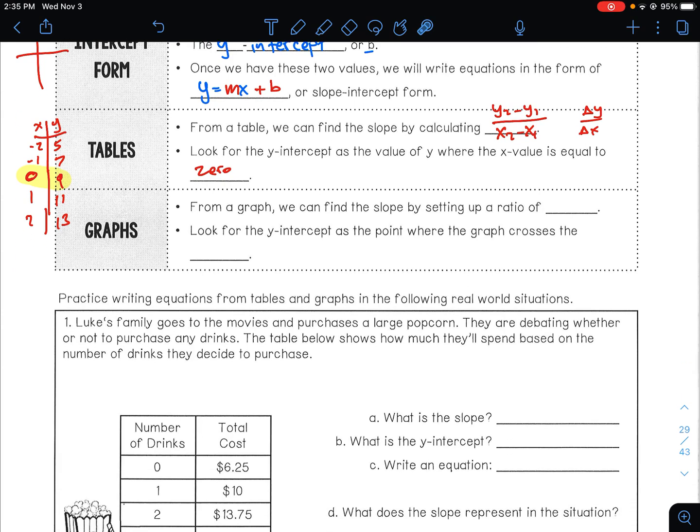All right. From a graph, how do you write an equation? From a graph, we can find the slope by setting up a ratio of rise over run. Figure out the rise over the run and simplify that ratio. Then you look for the y-intercept as the point where the graph crosses the y-axis. Let's say I've got this coordinate plane and some line running through it. Which one is my y-intercept? Well, it's this point right there, the point that touches the y-axis. It is not that point. That's the x-intercept, which is not important for us at all.